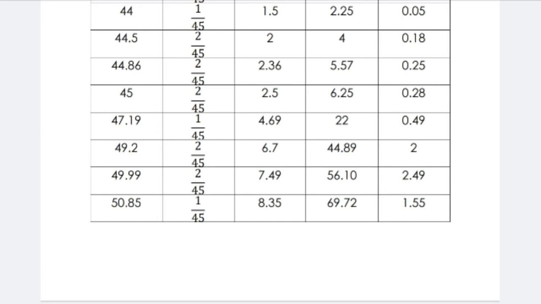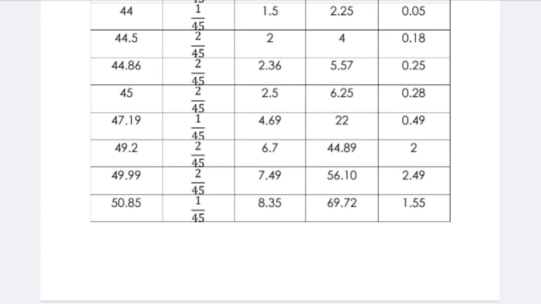The next is 44.86 with a probability of 2 over 45. 44.86 minus 42.5 is 2.36. 2.36 squared is 5.57. The probability 2 over 45 times 5.57 is equal to 0.25.